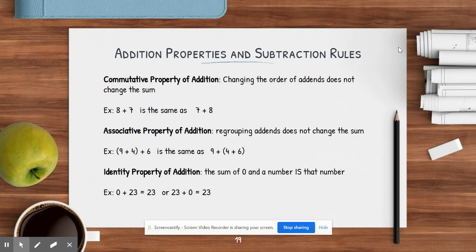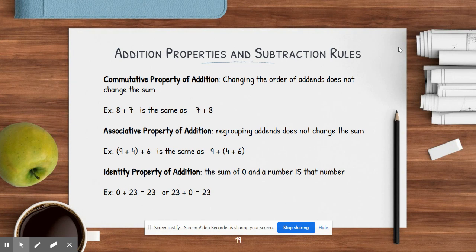All right, the last property that we're going to talk about today is the identity property of addition. And again, there's one of these that goes with multiplication. So that addition is important. But the identity property says the sum of 0 and a number is that number. So if you have a number plus 0, your answer will always be that number.